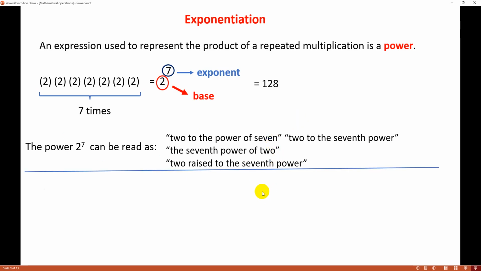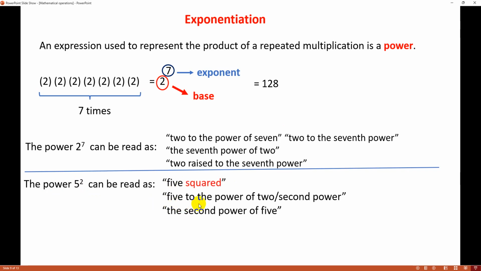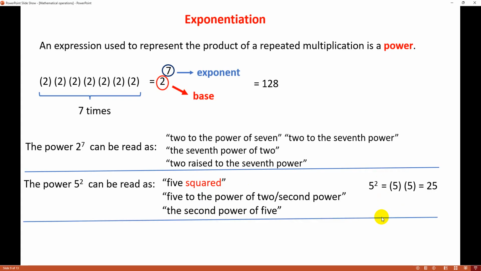Now, the power 5 to the power of 2 can be read as 5 squared. So every time you have a 2 in the exponent, you can use this word square, 5 squared. Or you can call it 5 to the power of 2, or 5 to the second power, or the second power of 5. Usually you call it 5 squared. Every time you have 2 as an exponent, you use the word square. 5 to the power of 2 will be 5 times 5, which is 25.